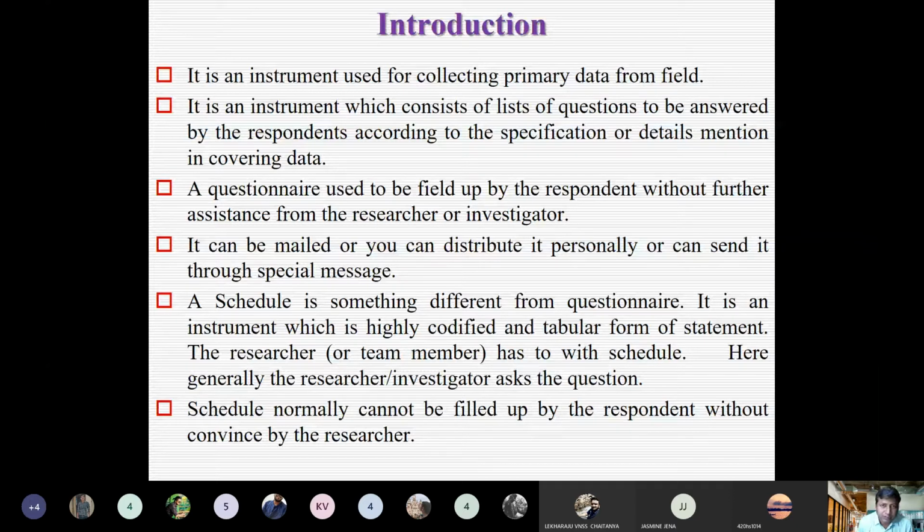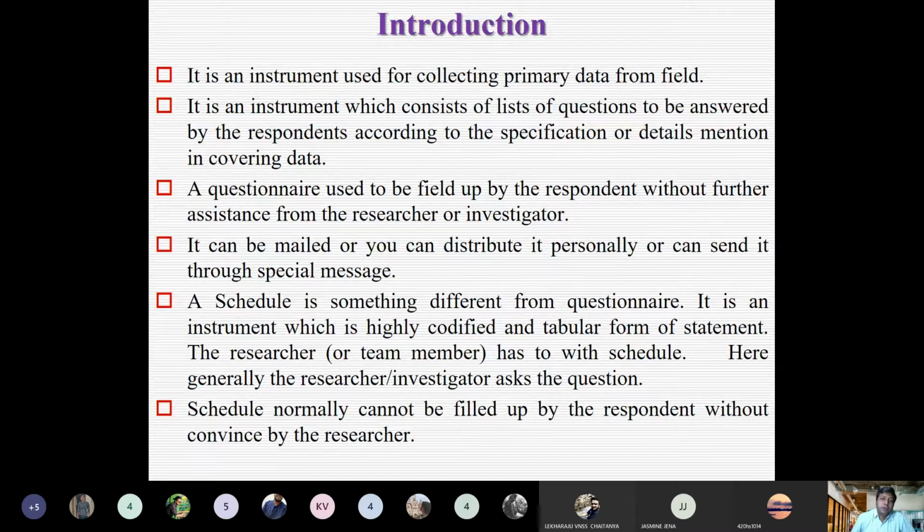But here, who will fill up the response? The respondent has to fill up the response. But it is not the same in the context of a schedule. A schedule is something different from the questionnaire. It is an instrument which is highly codified and a tabular form of statement. The researcher has to be with the schedule. Here, generally, the researcher or investigator asks the question, and based on the respondent's response, the researcher or investigator fills up the schedule.